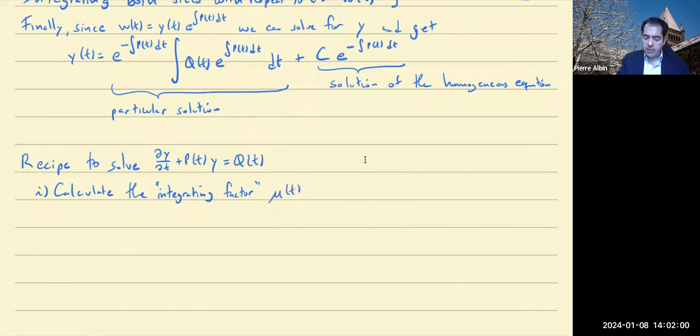Let's call it mu of t. And the integrating factor is this exponential, right? The exponential of the antiderivative of p of t. Then the second thing you do, you multiply the equation by the integrating factor.